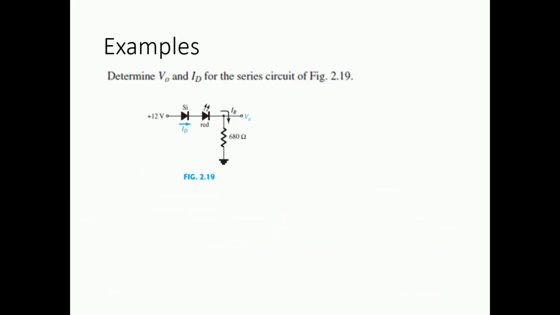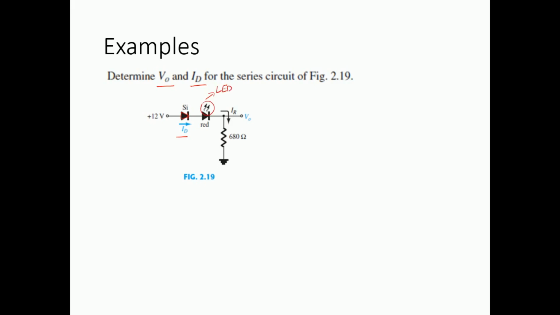Let us look at a few more examples associated with the series diode configuration. Again, in this we need to find the output voltage V0 and the current flowing through this diode ID. So if we look at this, we know that the direction of current is following the arrowhead. So both the diodes in this case are in the on state, silicon and the next is the LED. The symbol over here represents a light emitting diode.